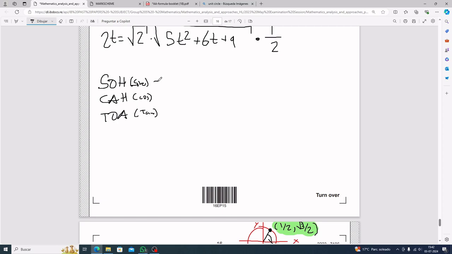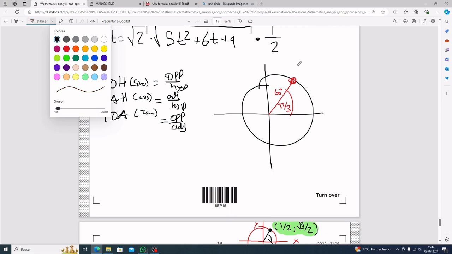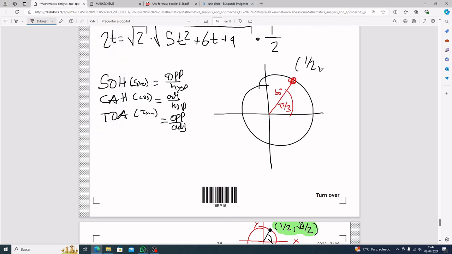SOH is for opposite over hypotenuse. CAH is for adjacent over hypotenuse. And TOA is for opposite over adjacent. Now, if we're talking about the unit circle and some line that goes like this at an angle of pi divided by 3, or the same as 60 degrees, you know that this last point is 1/2 comma square root 3 divided by 2.